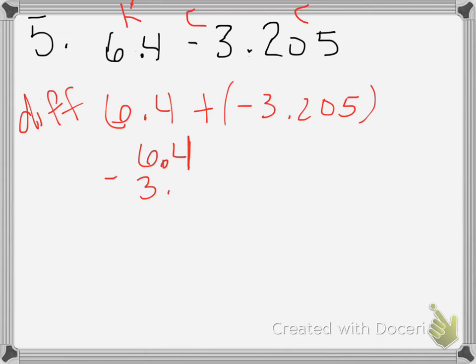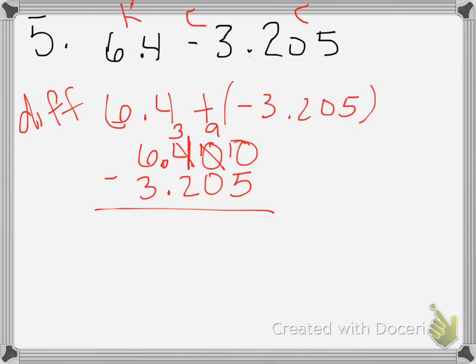Minus 3.205. And then we need to fill our zeros in. Borrow from the 4, borrow from the 10. 10 minus 5 is 5. 9 minus 0 is 9. 3 minus 2 is 1. My decimal gets brought down. 6 minus 3 is 3. And since they're different, we keep the sign of the bigger number, which in this case is 6.4. So our answer stays positive.